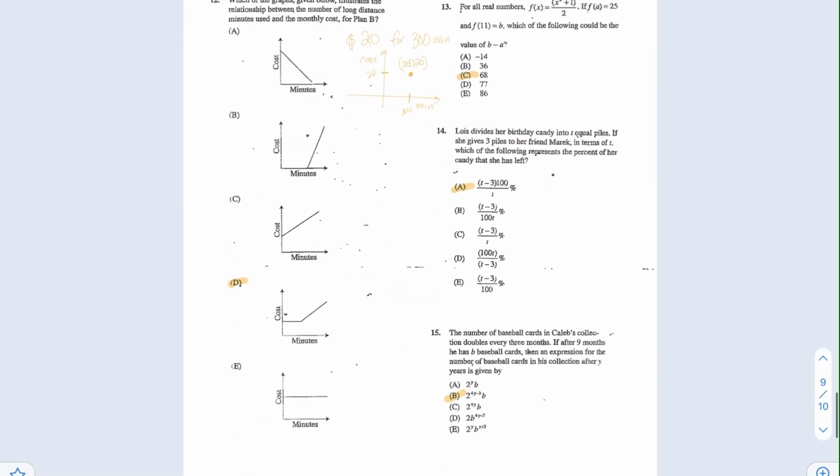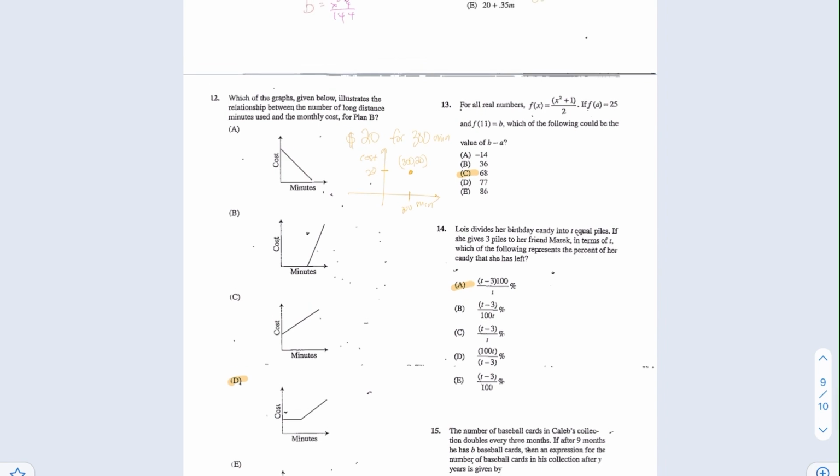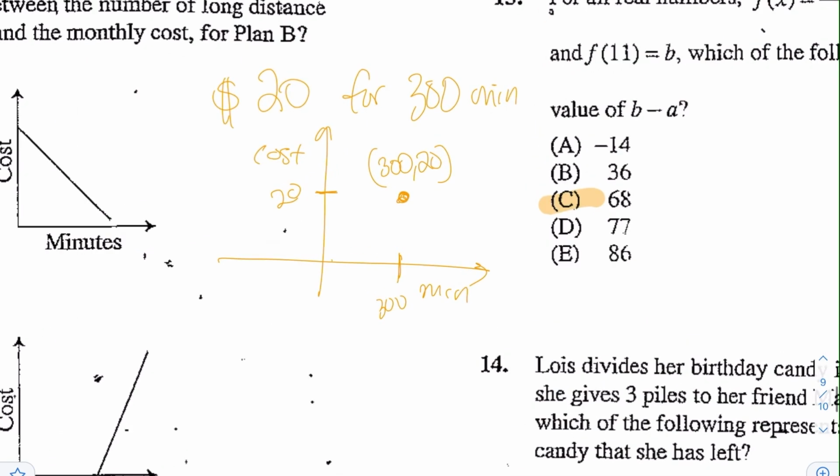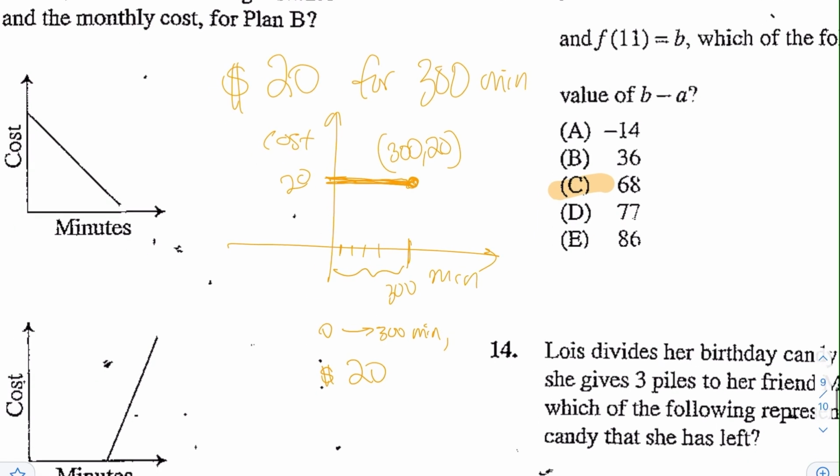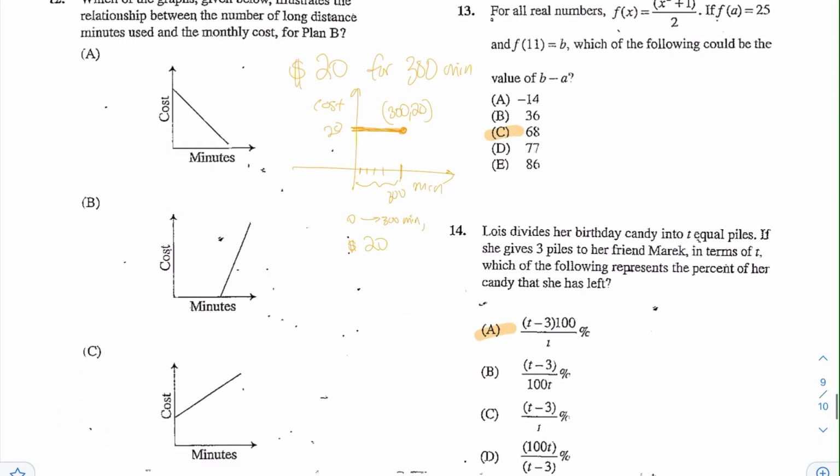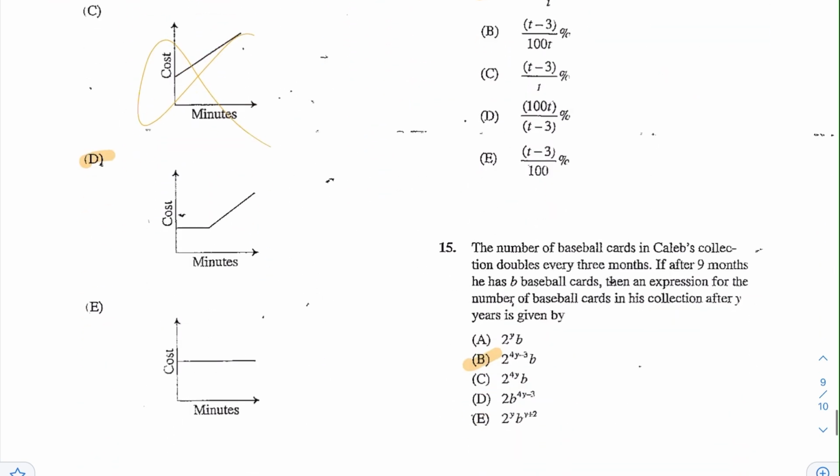So you have to go through all the choices and figure out which one will start at that point. Because even if you use it for 0 minutes or 1 minute, 2 minutes, 3 minutes, 4 minutes, it'll cost you $20. So between 0 to 300, it'll cost you $20. So it has to have a flat line at 20. So choice A doesn't have that. Choice B, C doesn't have that. So it's down to just D and E.